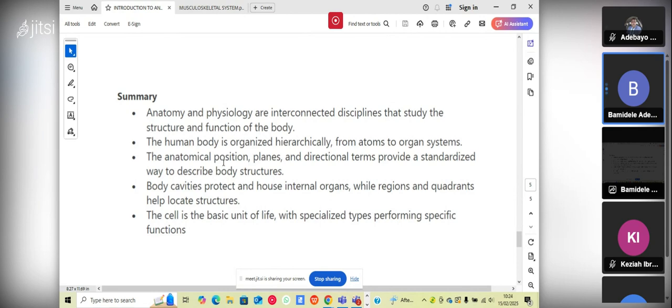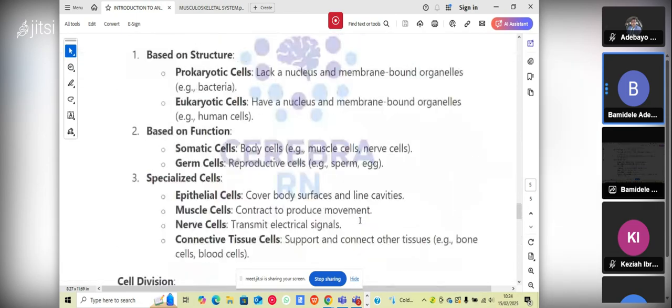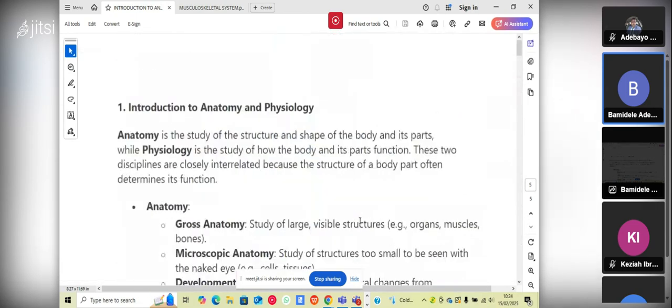We also talked about anatomical position, planes, directional terms, and body cavities. We talked about all of the cavities in the body, the regions and quadrants. We also talked about the cell, which is the basic unit of life, its functions and its division, everything pertaining to the cell. I think now we finish with the introduction to anatomy.